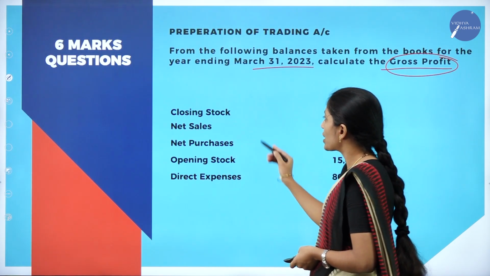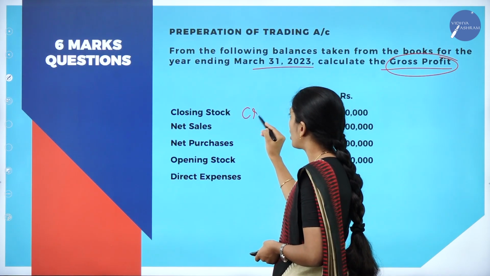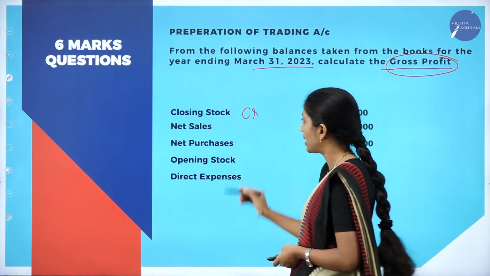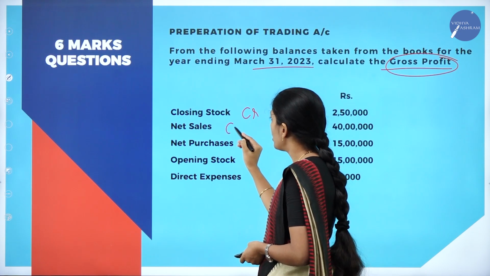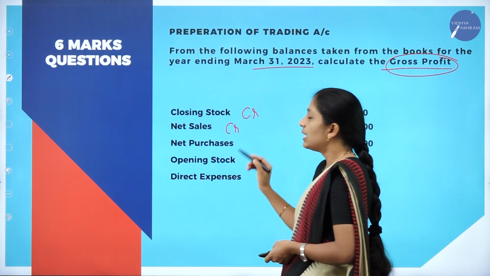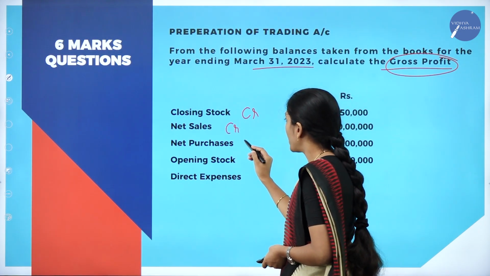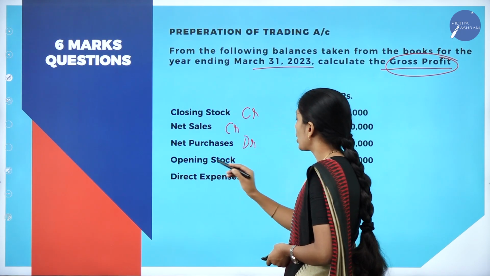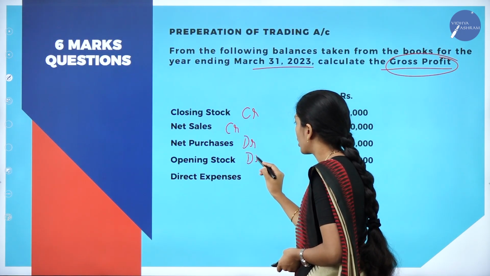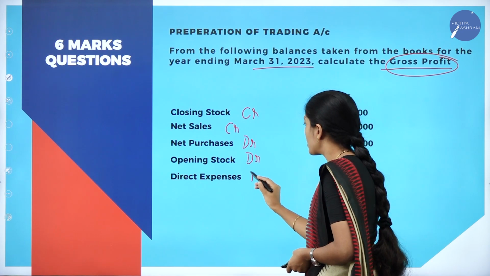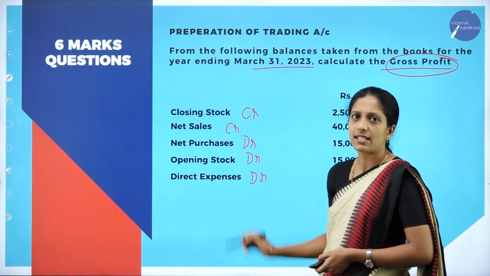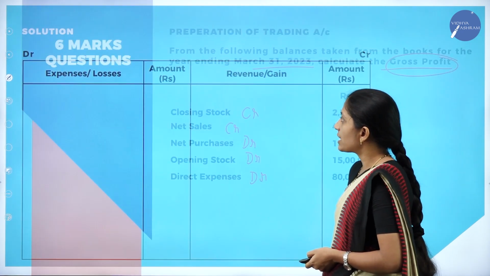Now they have given closing stock. Where do we record closing stock? By closing stock, credit side. Net sales they have given, so by sales, credit side. Net purchases, so to purchases, debit side. Opening stock, to opening stock, debit side. Direct expenses, to direct expenses, debit side. So we shall solve this problem.